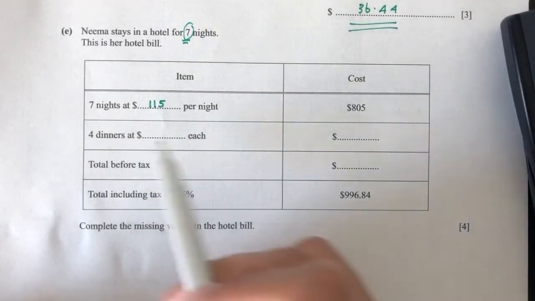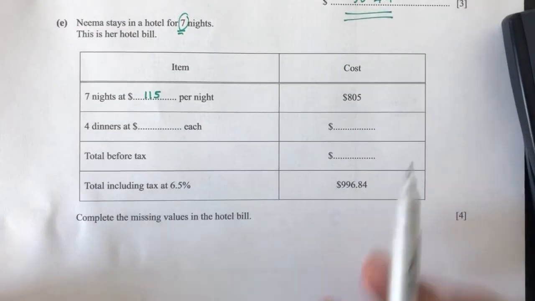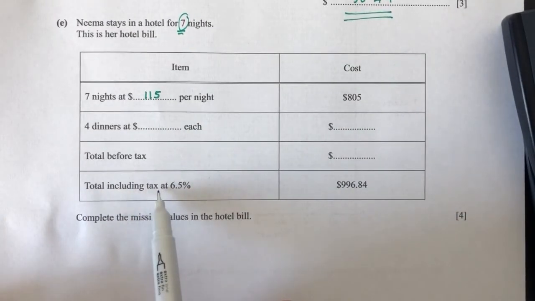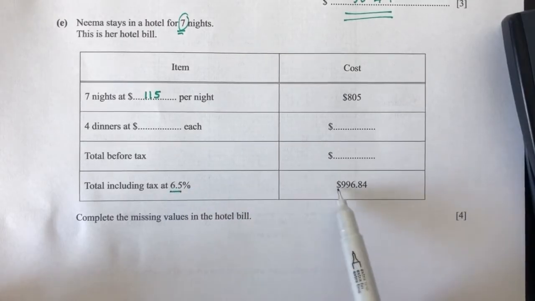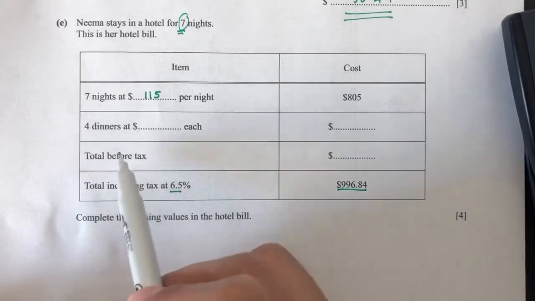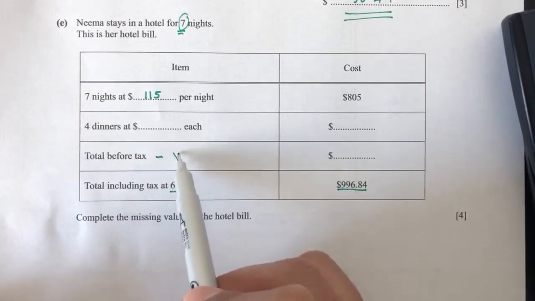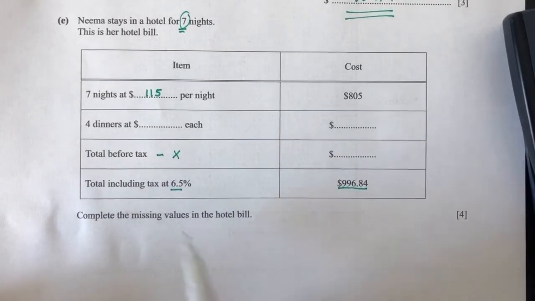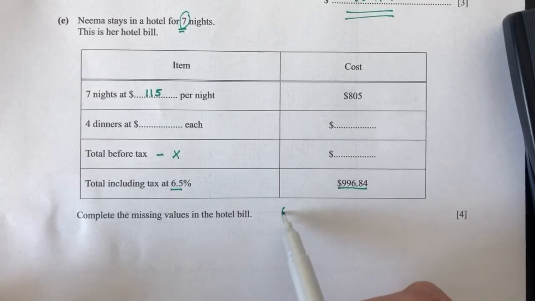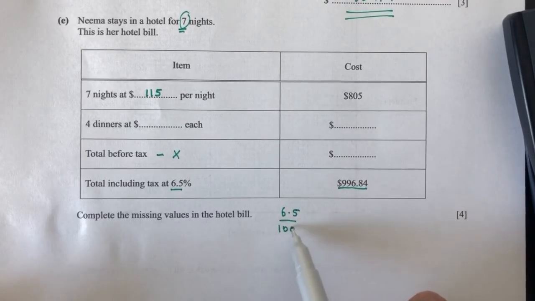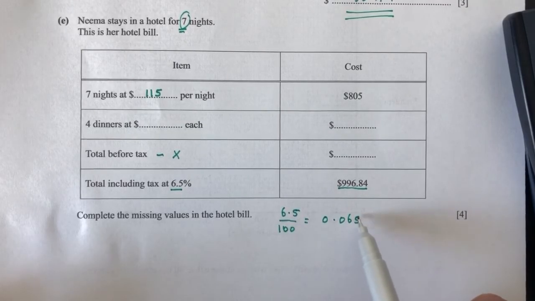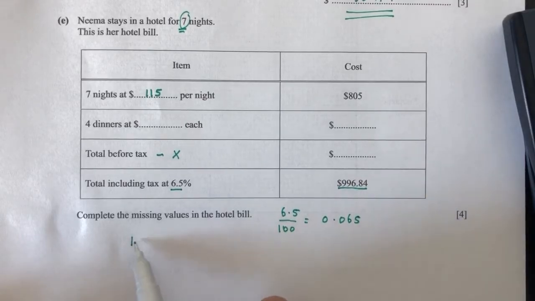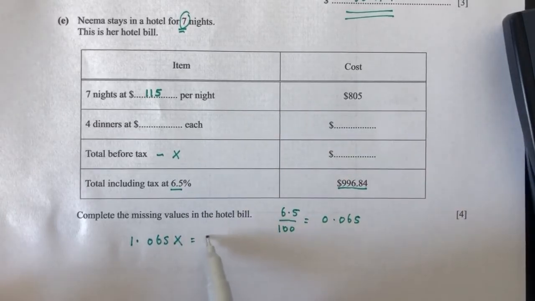Okay, and this one we don't know, and we don't know this as well. So here we see that the total including tax at 6.5% is this much. So let this before tax equal x. We need to find the value of x here. So what do we know? We know that this represents what? 6.5 divided by 100, that will be 0.065, right? So this cost here represents 1.065x. This is this cost. So find the value of x.